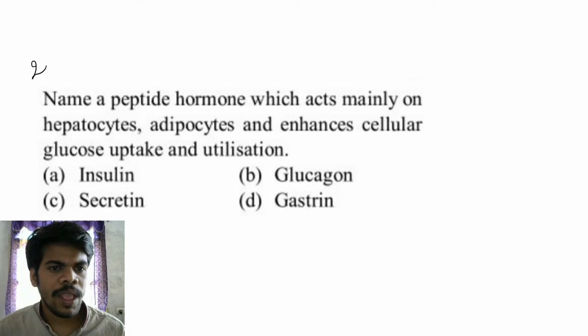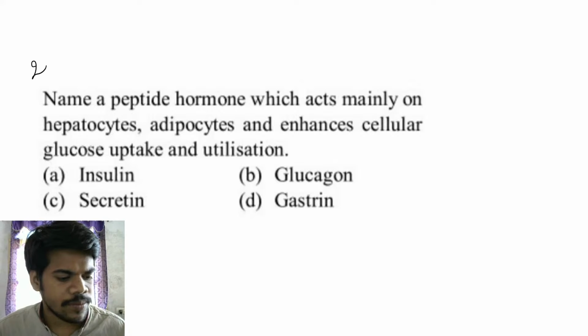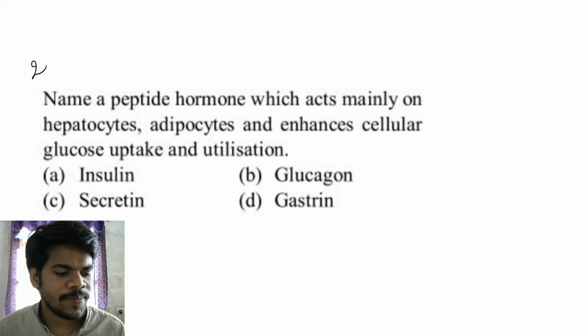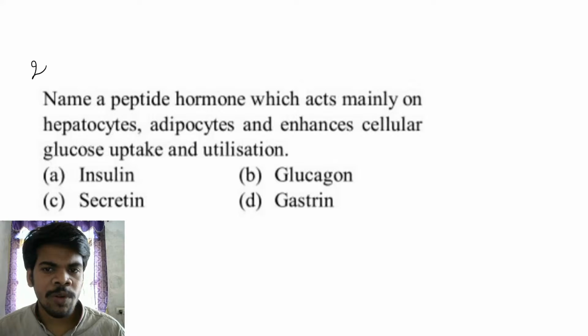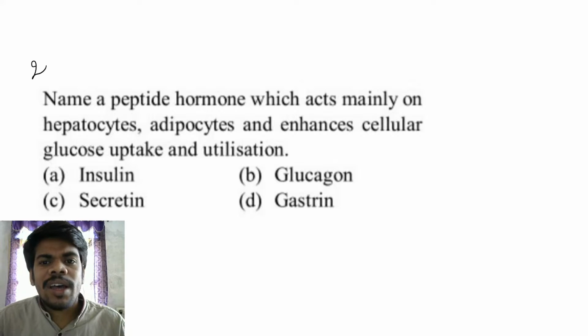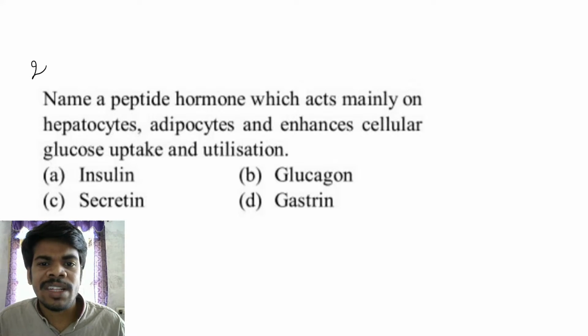Second question. Name the peptide hormone which acts mainly on hepatocytes, adipocytes and enhances cellular glucose uptake and utilization. Insulin, glucagon, secretin and gastrin. The peptide hormone is the first one. Glucagon increases the glucose level inside the body, and here I am asking about the uptake of glucose.